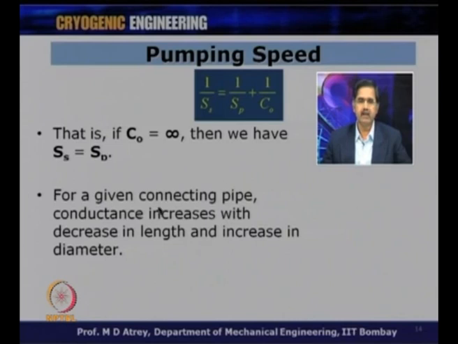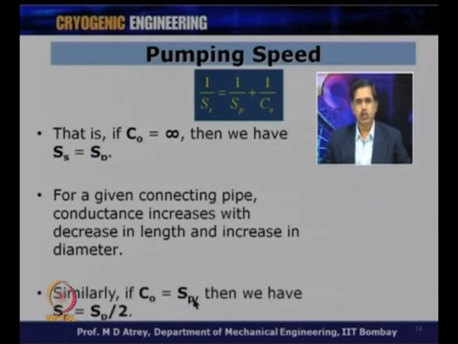So, keep the minimum length of the pump away from the system to be vacuumed and keep the maximum diameter of the connecting pipe, so that the conductance is going to be higher, and therefore, SS can go as high as possible. But as you understood, SS can maximum be equal to SP and not more than that. So, let us try to go as close as possible to the value of SP, but everything then depends on what my conductance is. Similarly, let us say in an extreme case, if CO is equal to SP, then my SS is going to be half of SP.